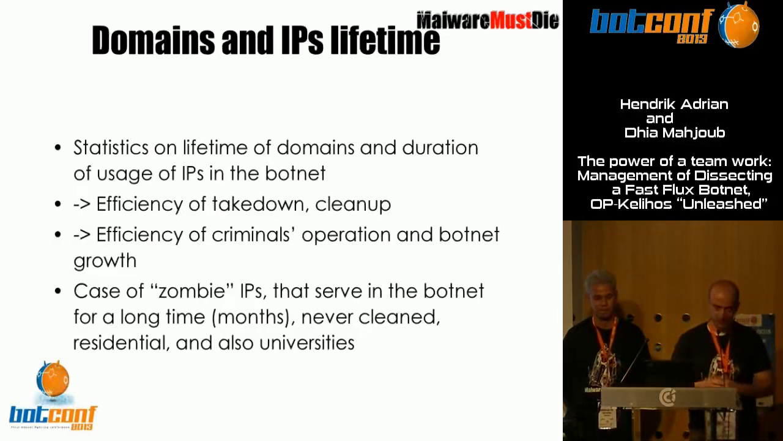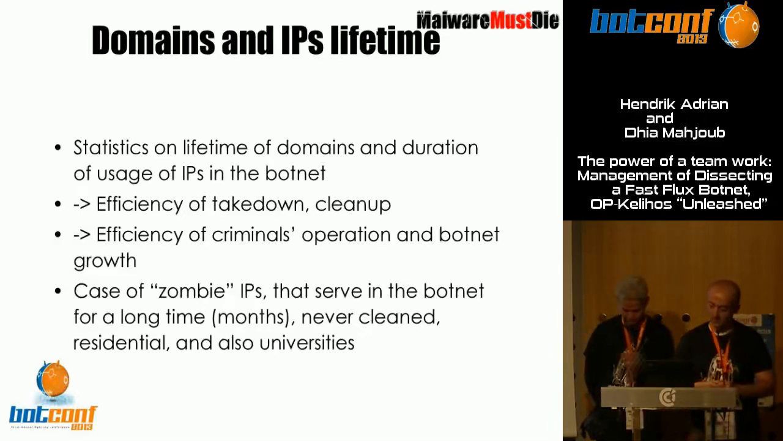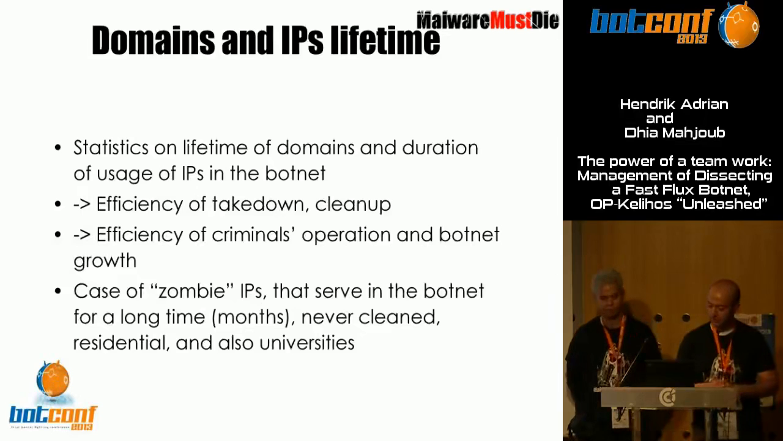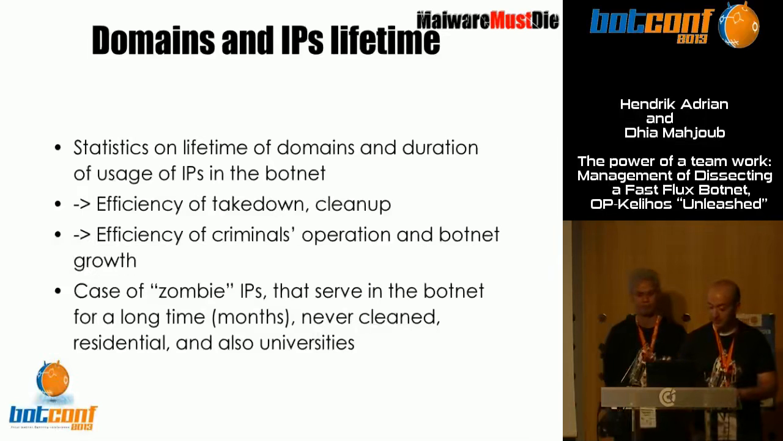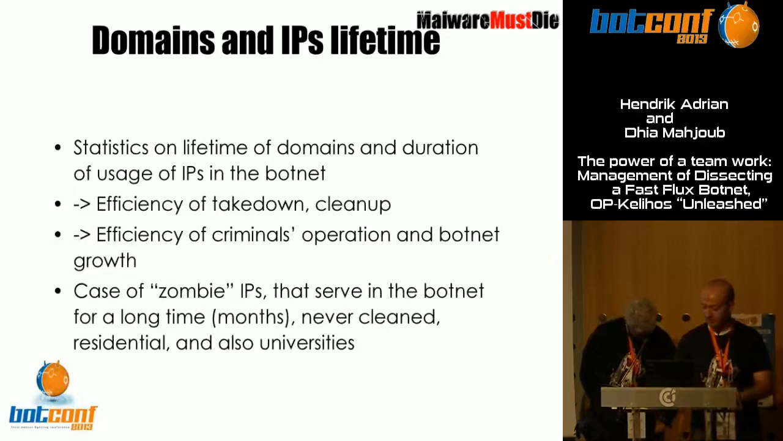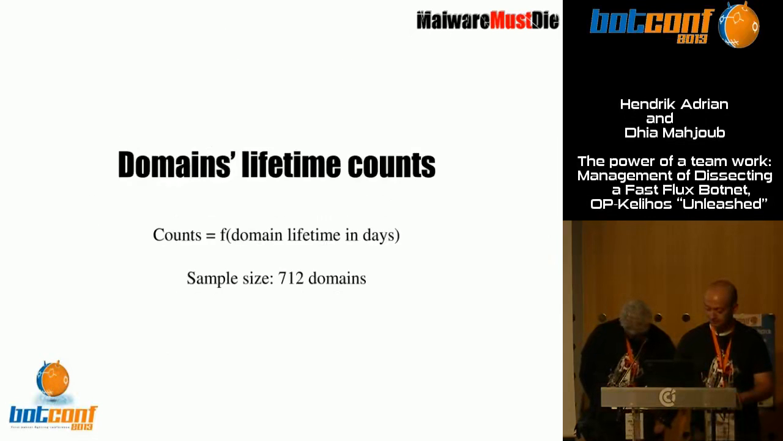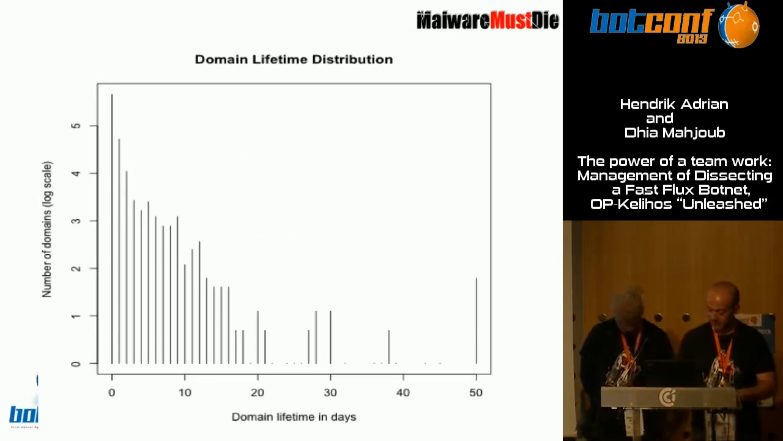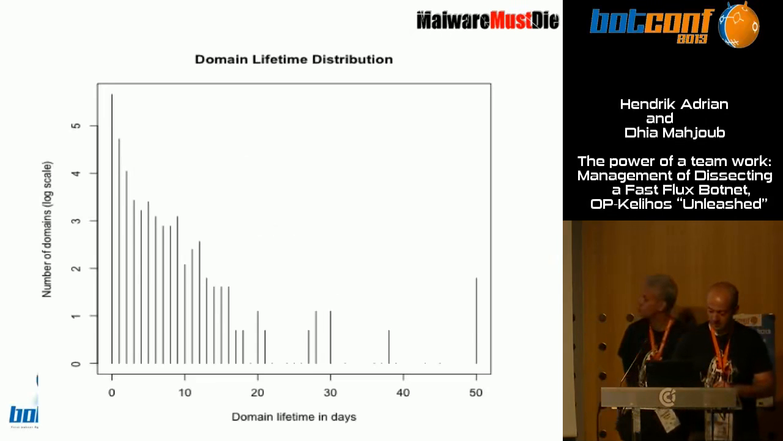Then if you look at the IPs, if you see that some IPs are living for a very short period of time, maybe that's because of the rotation through IPs of dial-ups or residential connections. If you see them living for long, it means those are IPs that have been there forever, zombie IPs serving the botnet. We saw cases where these IPs were either residential or university IPs, and they lasted for such a long period of time. So taking a sample here, 712 domains.